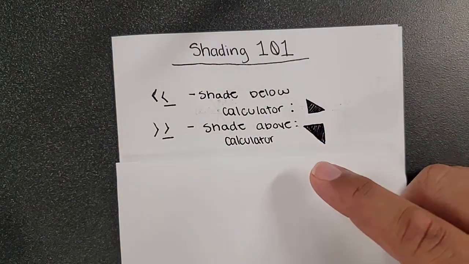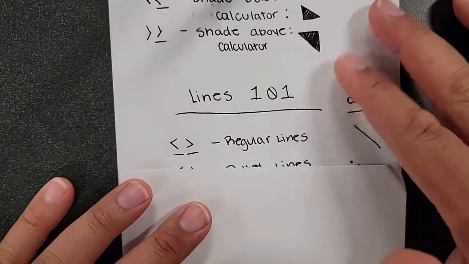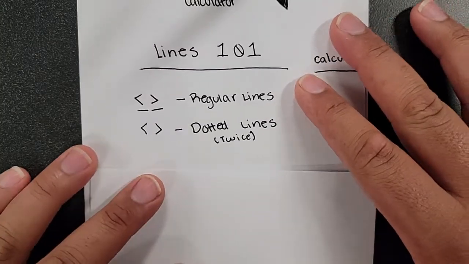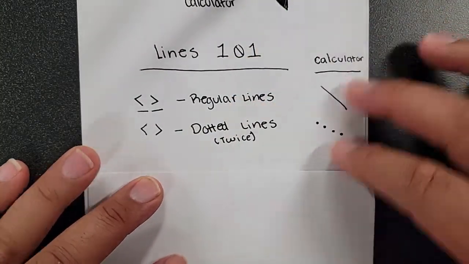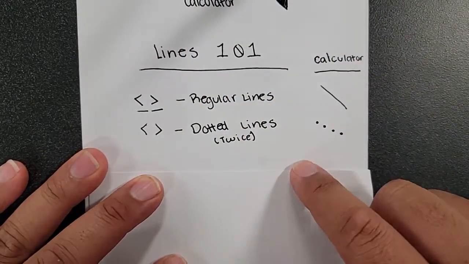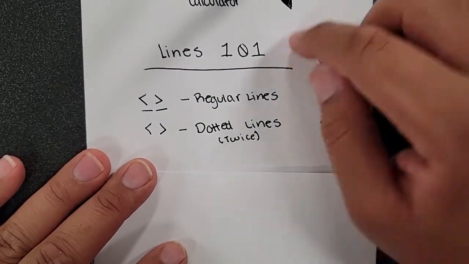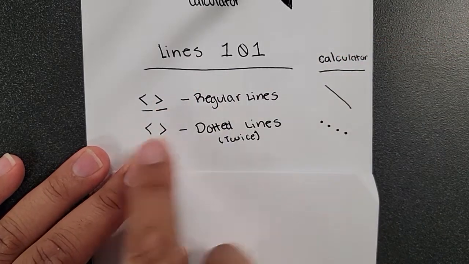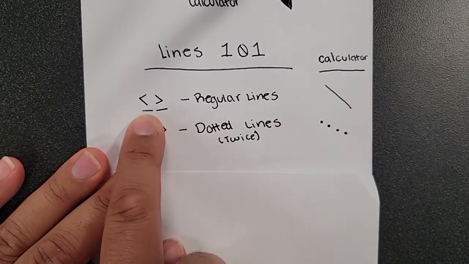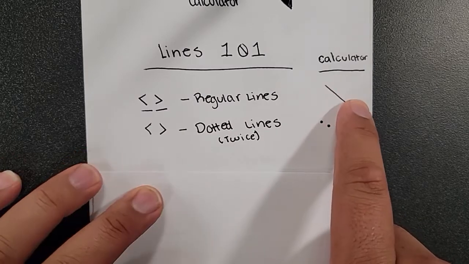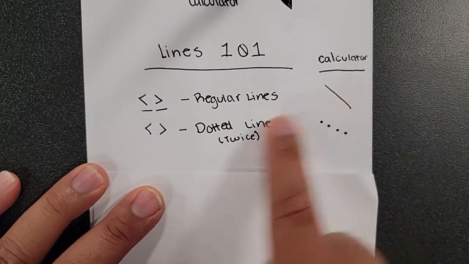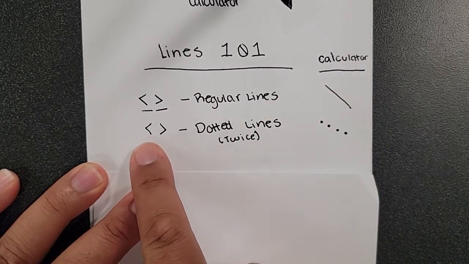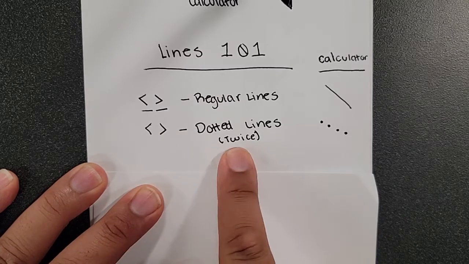All right, the next thing is the lines. So go ahead and just copy this down. We're just trying to keep ourselves organized. I know we already did these notes once before, but I just want to make sure y'all have everything you need in this little booklet. So lines 101, you have a regular line. When there's a line under the symbol, this is just a regular line on the calculator. When there's no lines on the less than or the greater than, it's dotted lines.